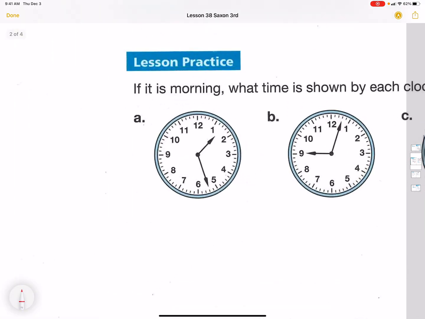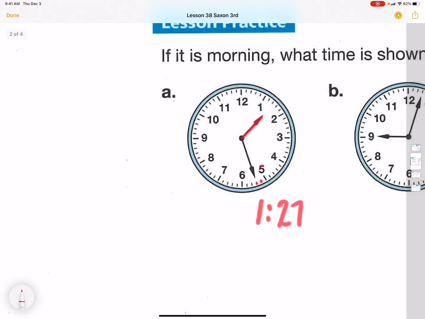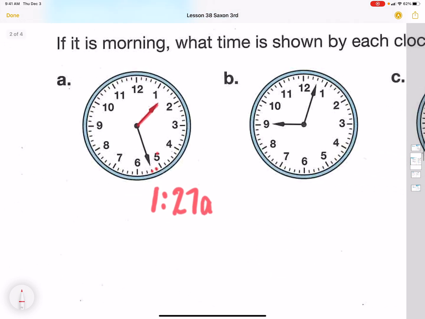All right. Let's read these clocks. Hour hand, not yet to the 2, so it's still 1. Minute hand, 5 is equal to 25 minutes, 26, 27. 1:27. And it's morning, so it's a.m., which that would be really late.